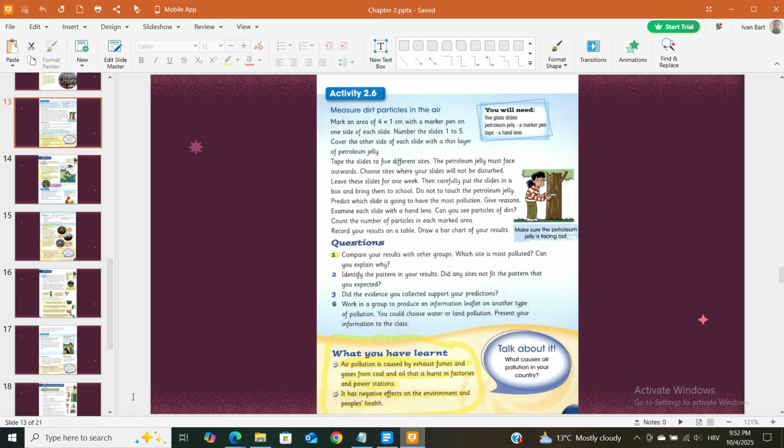Tape the slides to 5 different sites. The petroleum jelly must face outwards. Choose sites where your slides will not be disturbed. Leave these slides for 1 week. Then carefully put the slides in a box and bring them to school. Do not touch the petroleum jelly.